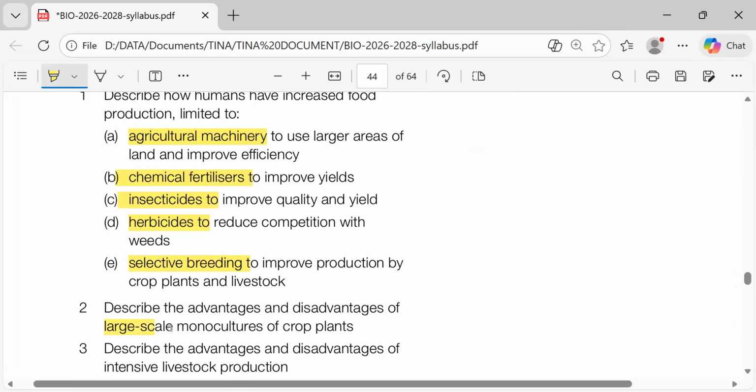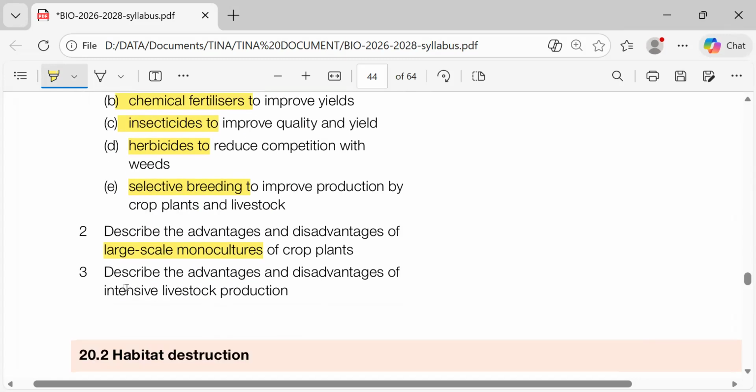What is large scale monoculture? That means the entire field, I just plant corn and corn and corn. Is it good or bad? Good as in you get a lot of corn. But bad as in you have no biodiversity, you lose habitats for the wild animals, and then the soil will lose its nutrients and so on. Same thing as intensive livestock.